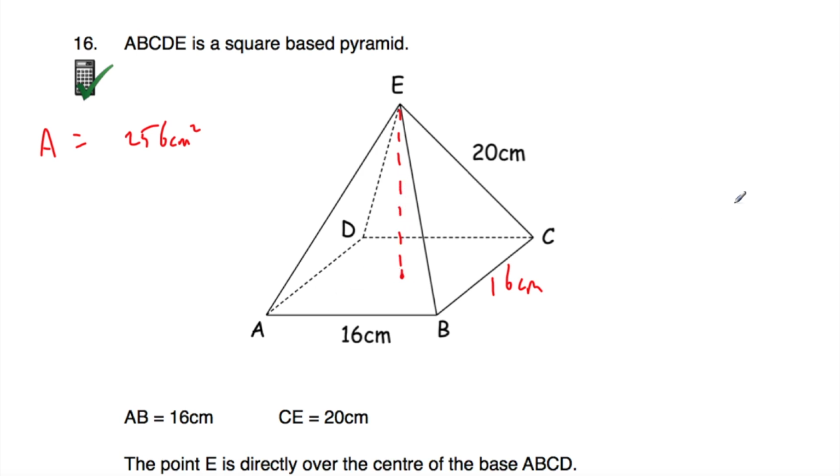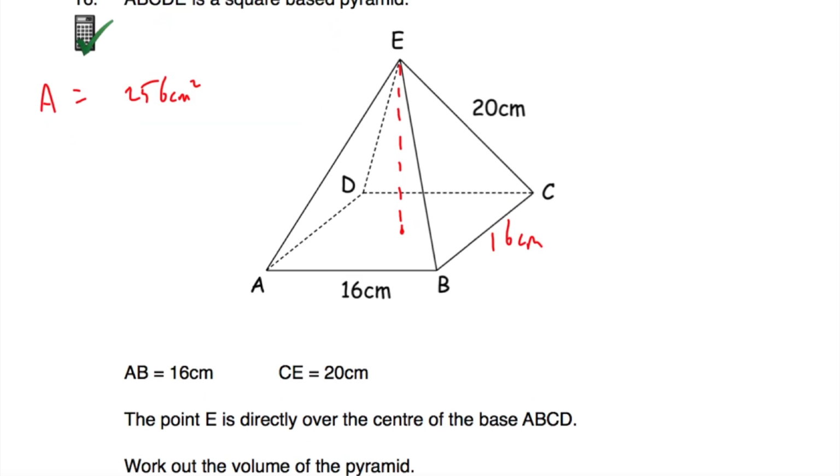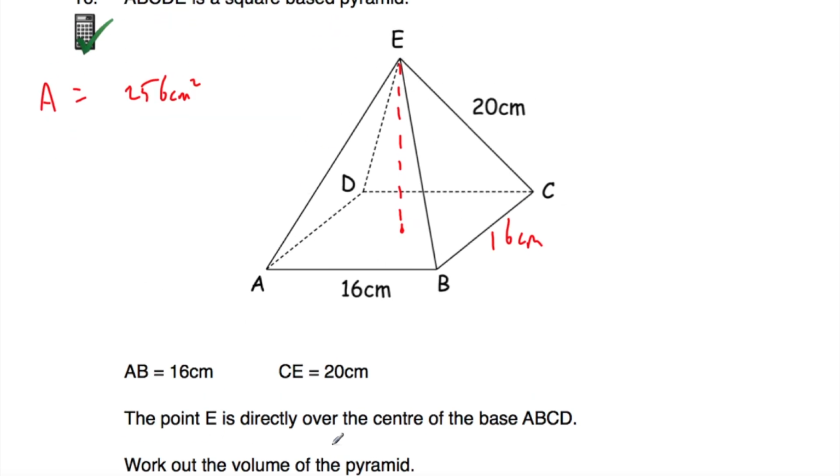And then in this question, what have we been asked to find? We want to find the volume of the pyramid. So for the volume of the pyramid, the volume is equal to a third the area of the base, which is 256, and then times the height. So we need to find this height.